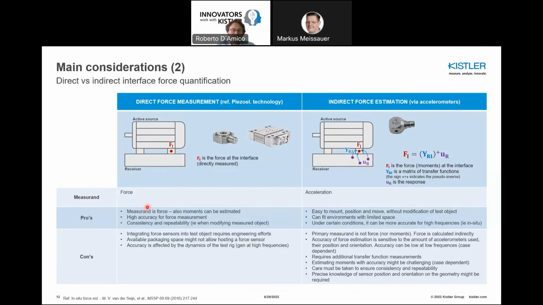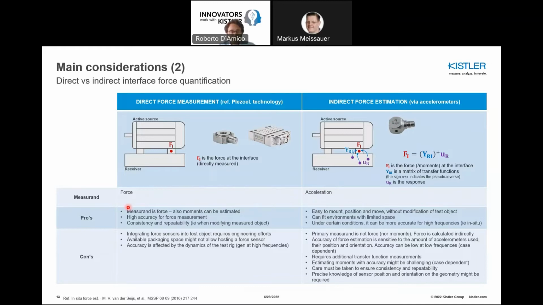In the first case, of course, what you do is measure the force. So the measurement is actually force. In the second case, you have acceleration. So the measurements are different. I want to have a look with you at some pros and cons of each of the two methodologies, because I think it is very important to do this.